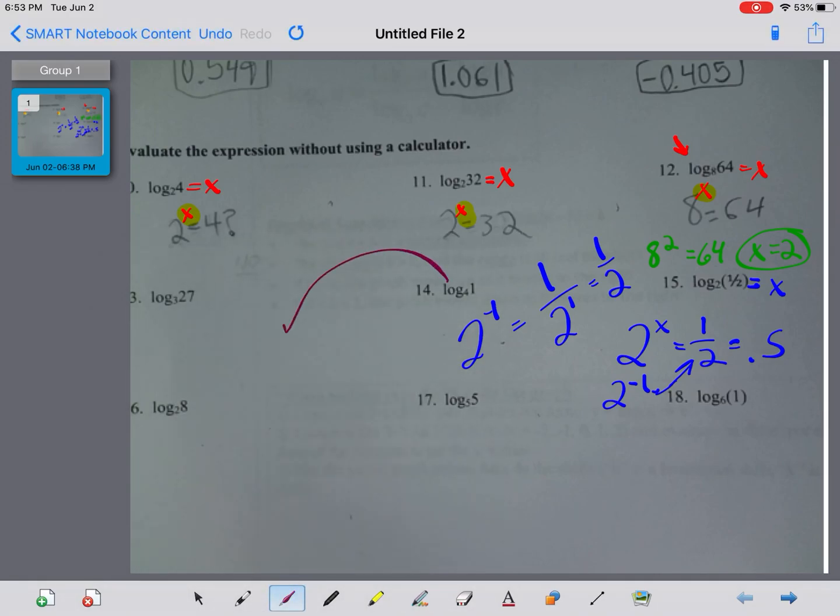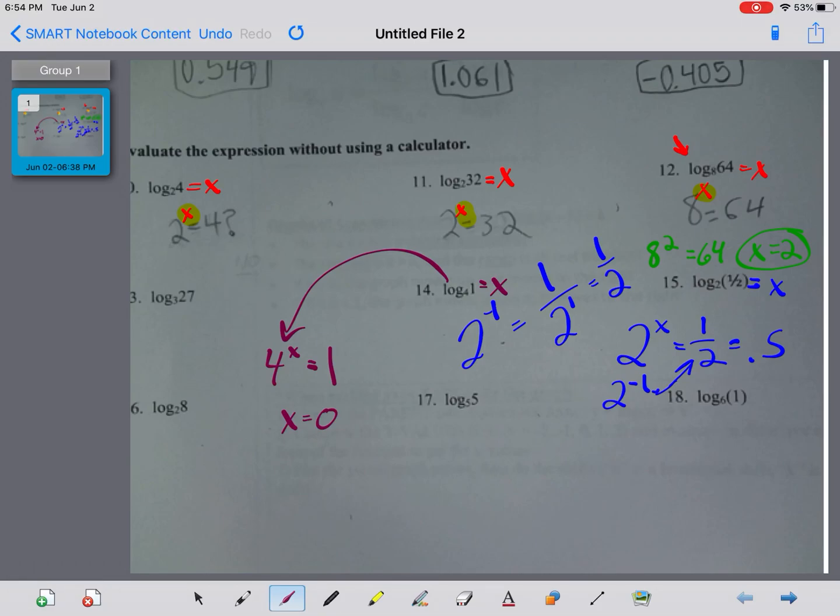14, I'll do that one with you. Log base 4 of 1 equals what? So that's 4 to the what equals 1. Anything to the 0 power is 1. Check that out. And I think that'll happen another time here. So the answer to 14 is x equals 0, or the solution is 0. Hopefully that makes sense.